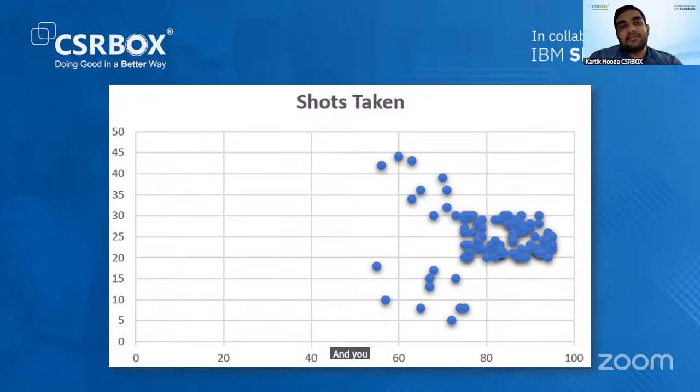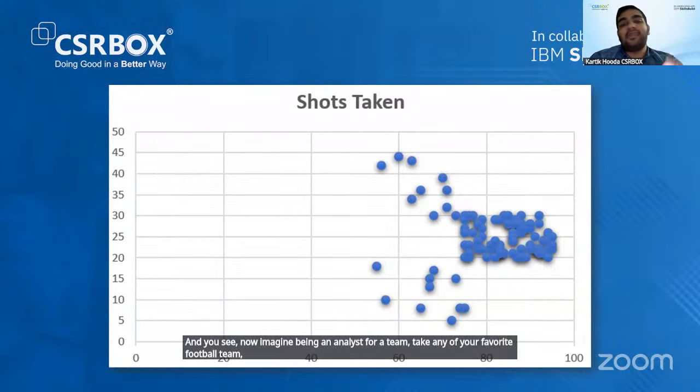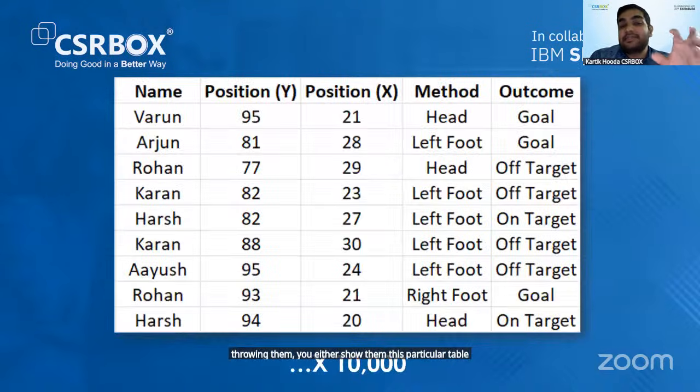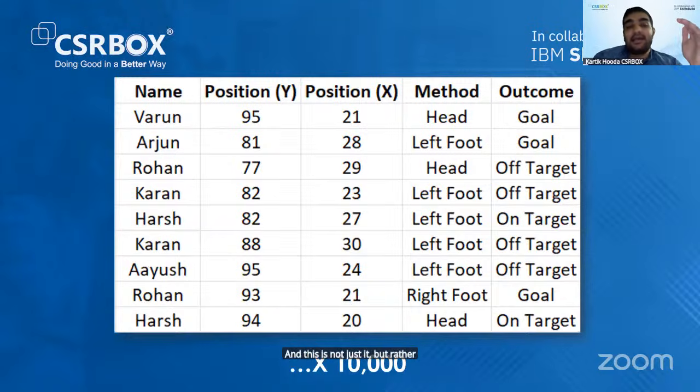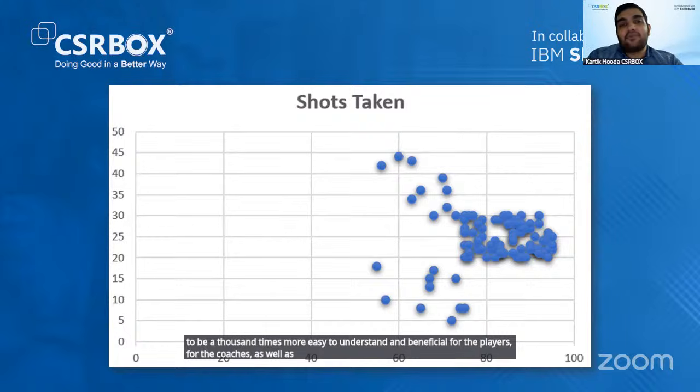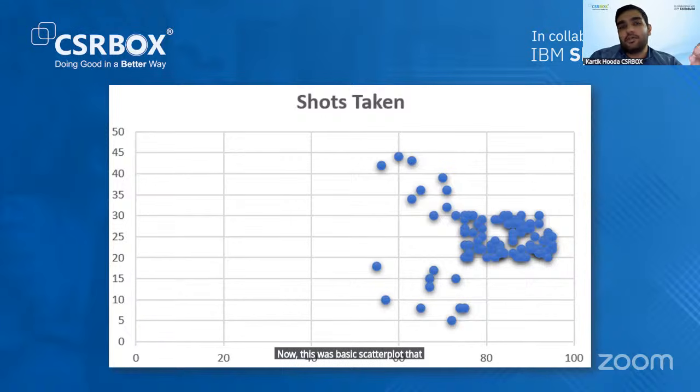And you see, now imagine being an analyst for a team. Take any of your favorite football teams. Imagine going to the coach or the players, and you either show them this particular table, and not just this but an entire Excel spreadsheet, or you show them this, just a small screenshot, and this will prove to be 1,000 times easier to understand and more beneficial for the players, for the coaches, as well as other staff who are part of the management. Now, this was a basic scatter plot that we just plotted, took two columns, plotted them.